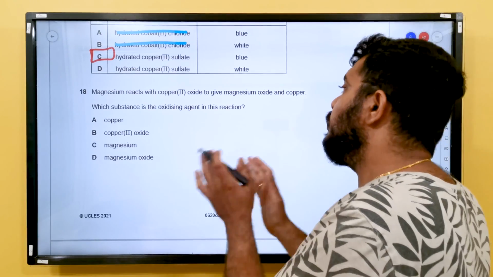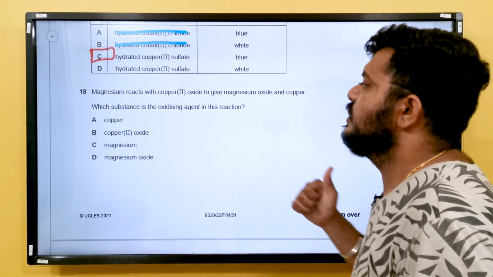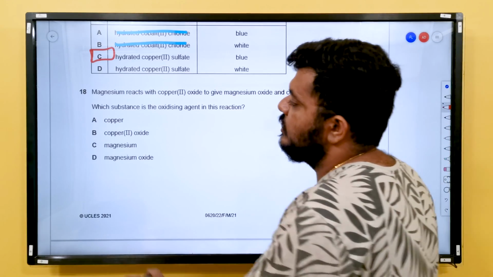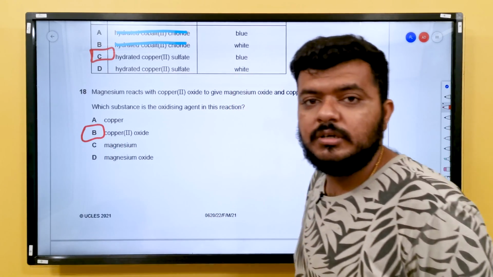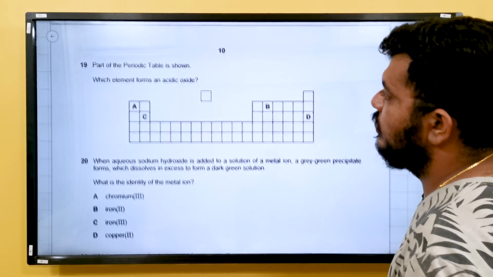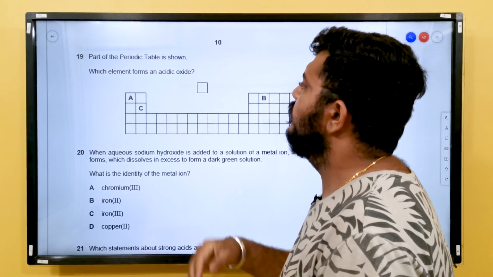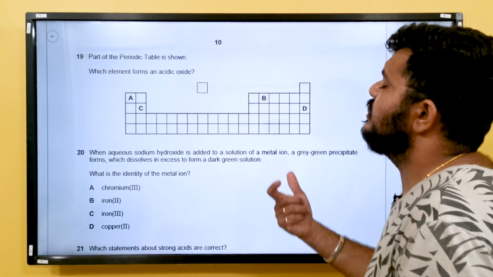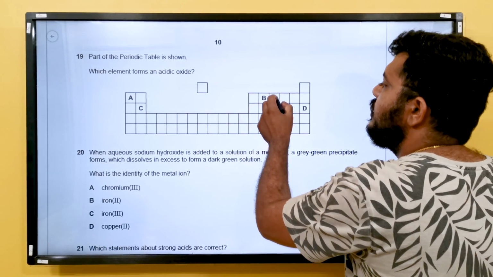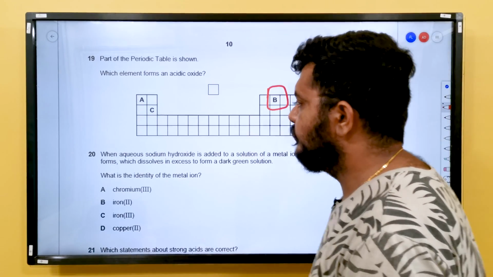Magnesium reacts with copper oxide to give magnesium oxide and copper. Which substance is the oxidizing agent in this reaction? The one which loses oxygen is the oxidizing agent, and obviously that answer is copper oxide. Okay. Next question. Part of the periodic table is shown. Which element forms an acidic oxide? An element which is a non-metal will form an acidic oxide, and therefore your answer is option B.